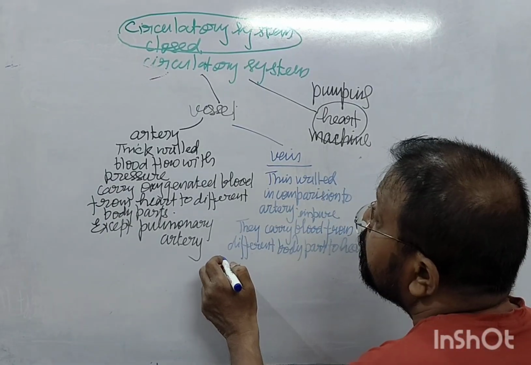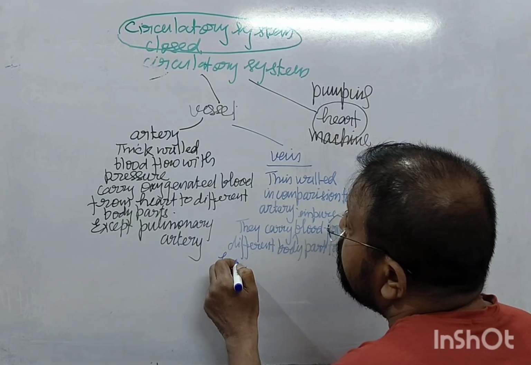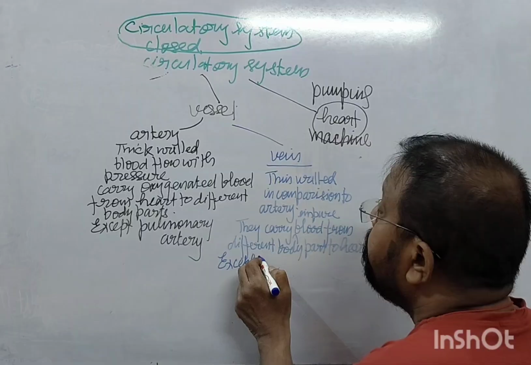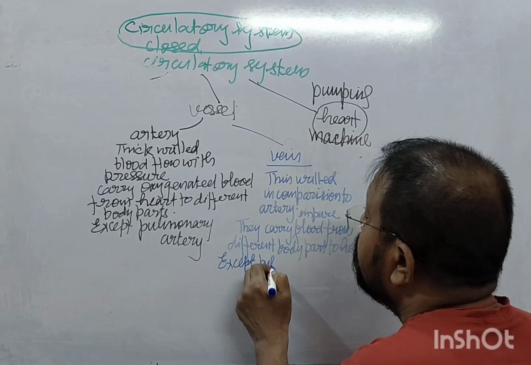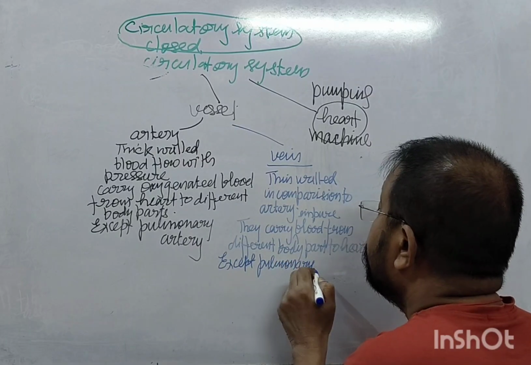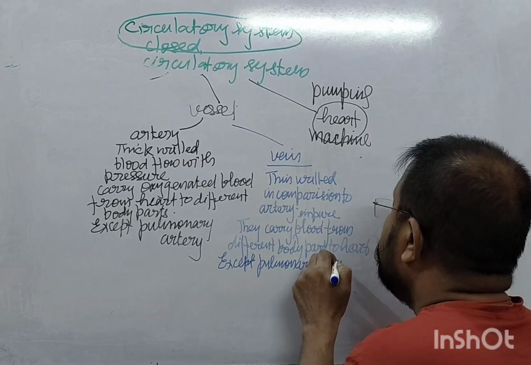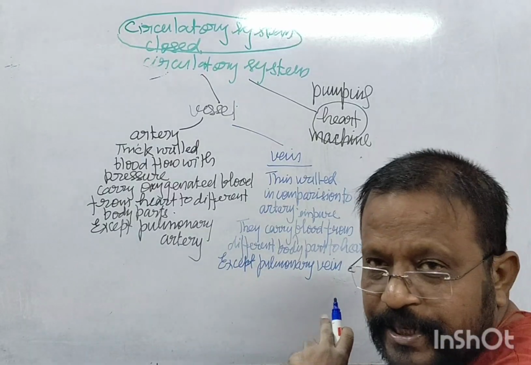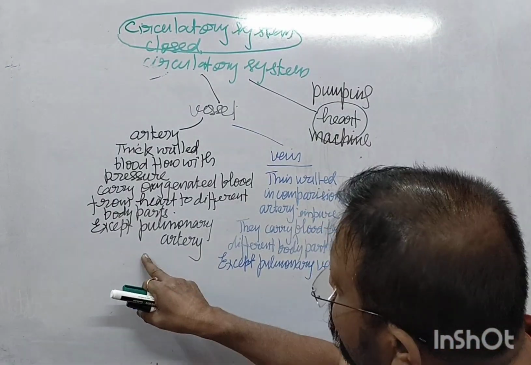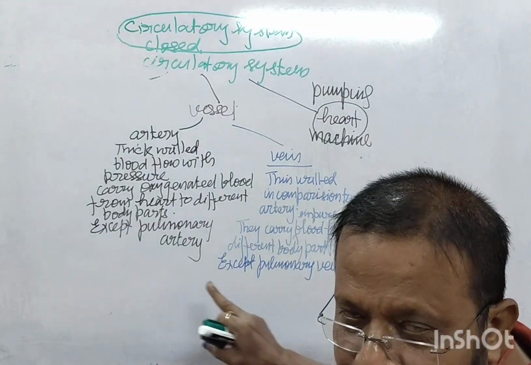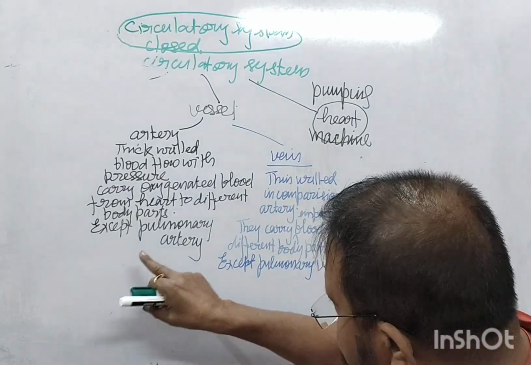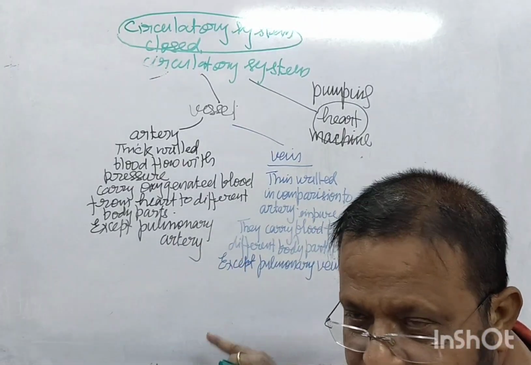Except the pulmonary vein. The pulmonary vein carries oxygenated blood from lungs to heart. These are the only exceptions, the pulmonary artery and the pulmonary vein. I'll tell you when we discuss the heart. For now, you have to keep this in mind. This is the difference, right?